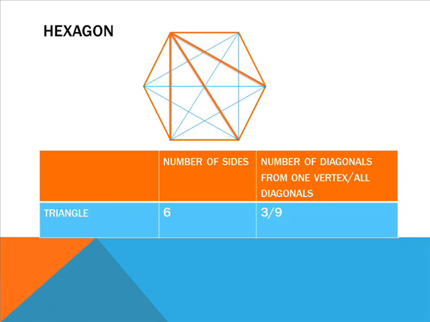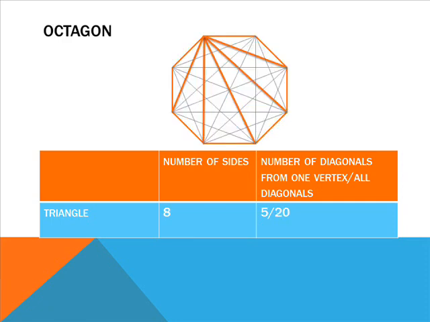The hexagon. The hexagon has 6 sides. As you can see again in dark orange from the top vertex, from one vertex we can draw 3 diagonals in a hexagon. If you count the ones in blue as well, the total number of diagonals in the hexagon becomes 9. The last figure we're going to see is the octagon.